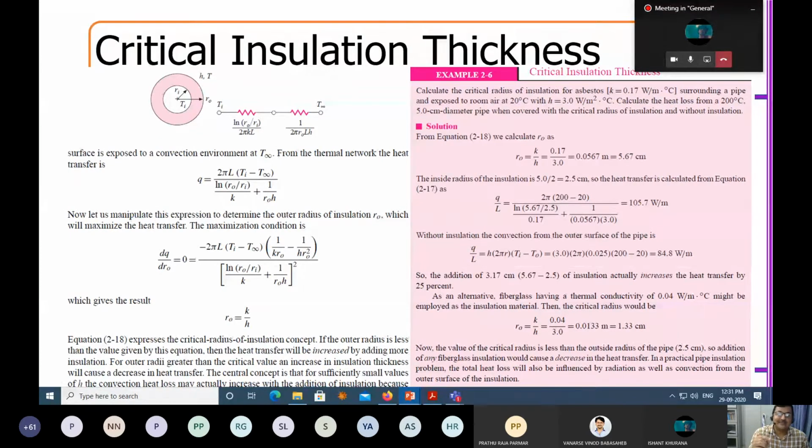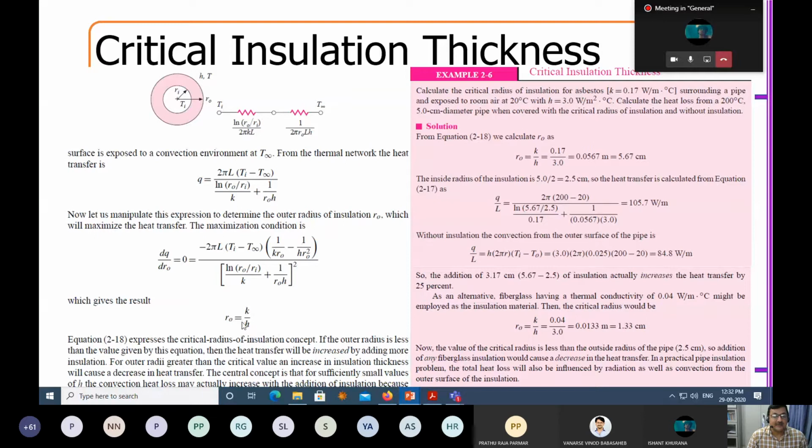You will start losing more heat. So in order to optimize the thickness of the insulation, you have to make sure of this. You have to understand this particular line I'm emphasizing since last class. If the outer radius, meaning the pipe radius plus the insulation thickness, is less than the value given by this equation, then the heat transfer will be increased.